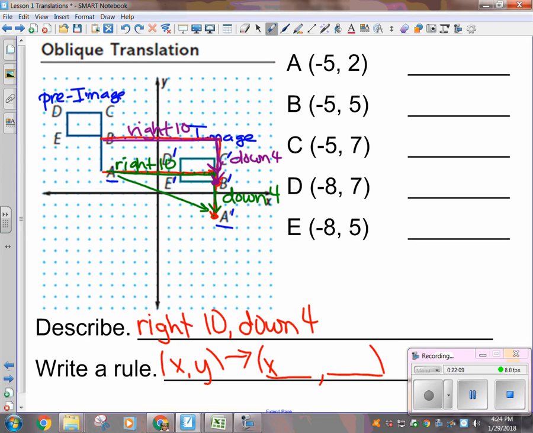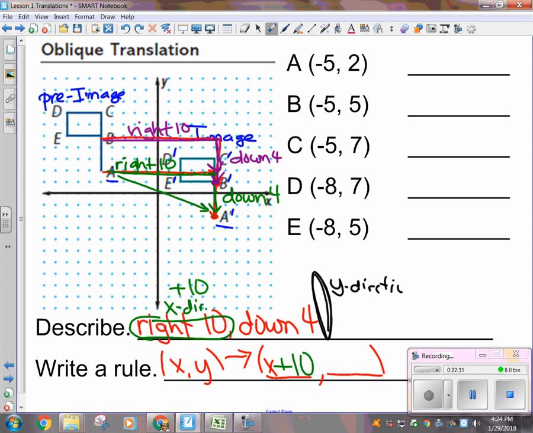Well, take the first part, right 10 units. This part, since it goes right and left, that's going to be in the x direction. And if it goes right, we're going to say that's a positive direction, so we're going to say x plus 10. Okay? Now, down is in the up and down direction, right? It's in the y direction.